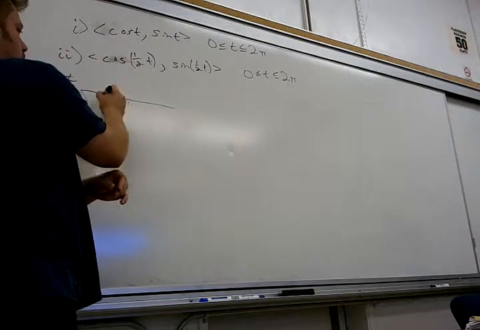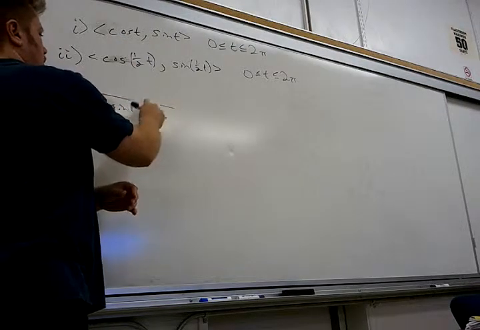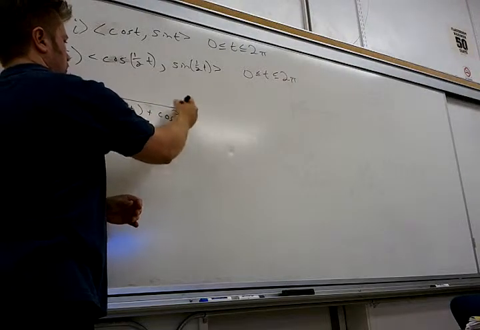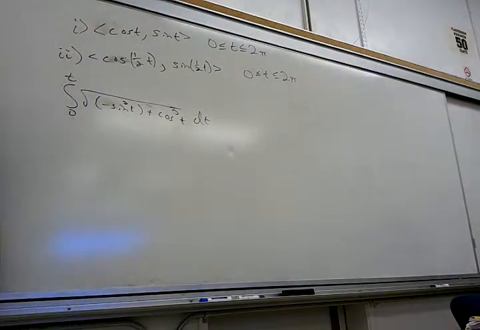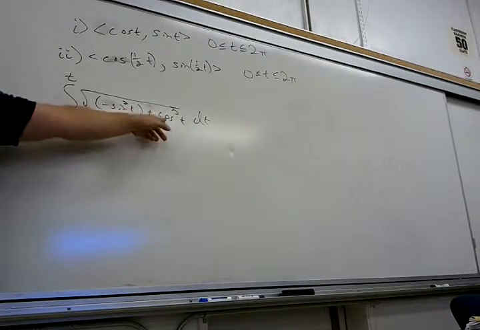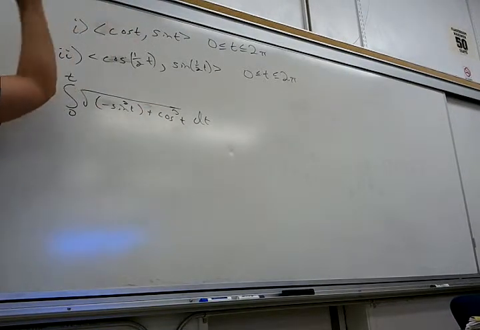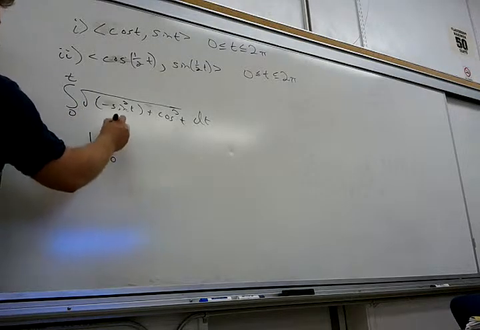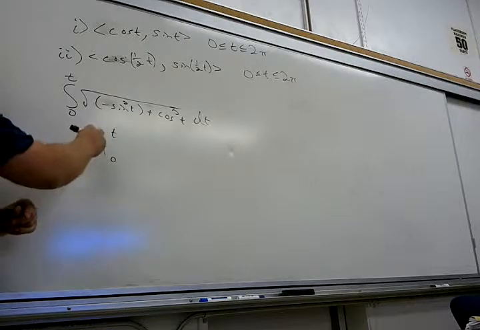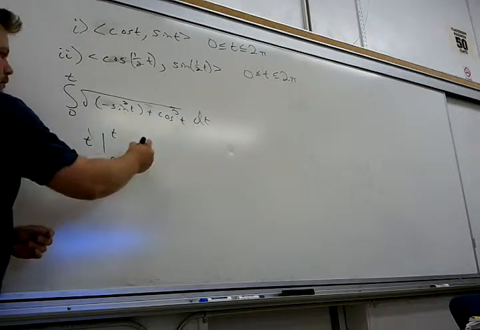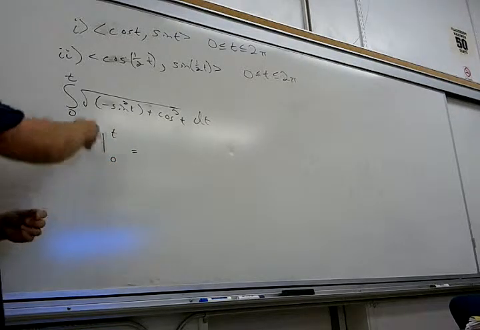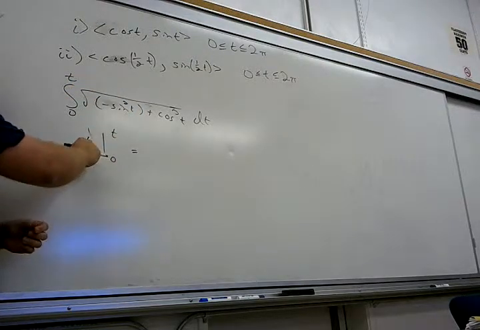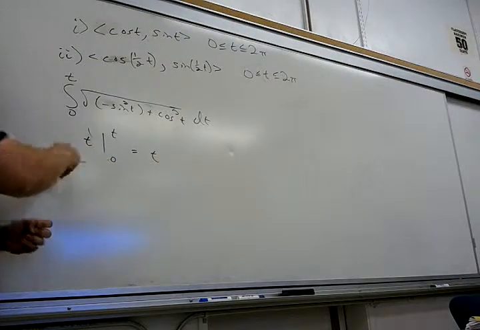Yeah, so this would be the integral of the square root of negative sine squared plus cosine squared dt. And of course, the nice thing is sine squared plus cosine squared is 1, and the square root of 1 is 1. So I get the integral of 1 evaluated from 0 to t, which is t. When you plug a t in for t, you get t. When you plug a 0 in, you get 0.